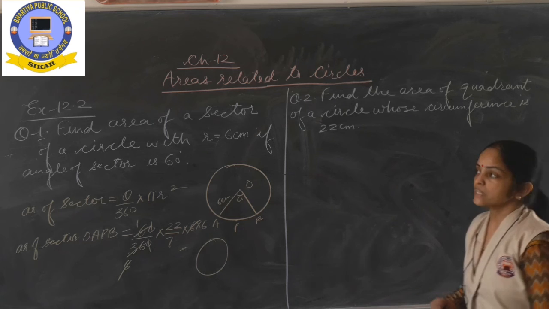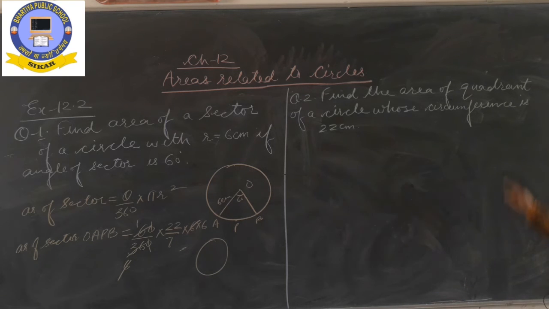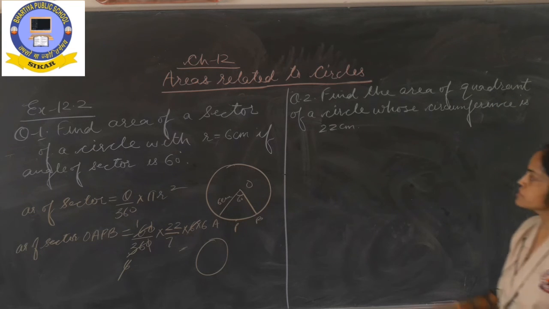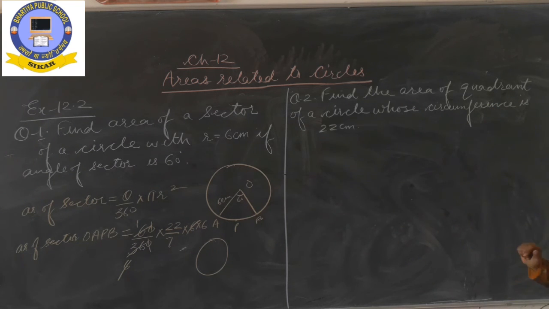Now look at question number 2. Find the area of a quadrant. Quadrant means 1/4 part of the circle. They are asking: find the area of a quadrant of a circle whose circumference is 22 centimeter.